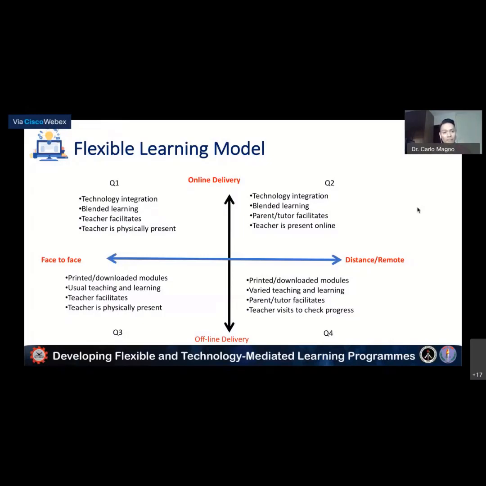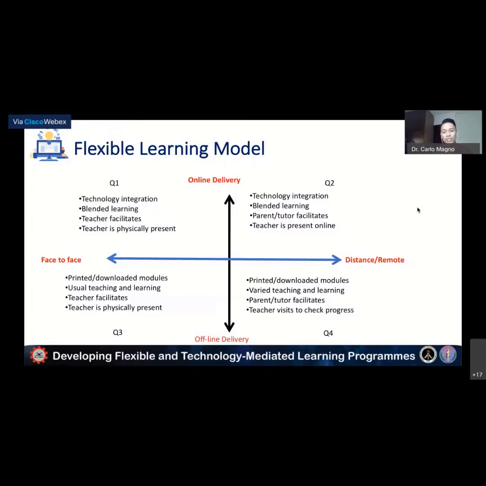The fourth quadrant is much more challenging because of a large number of students, especially in the public schools in the Philippines, about 80%, according to some survey, who do not have online access. So Q4 is very much applicable for them, where the student is away from the school and the learning material is provided to them through a print module.